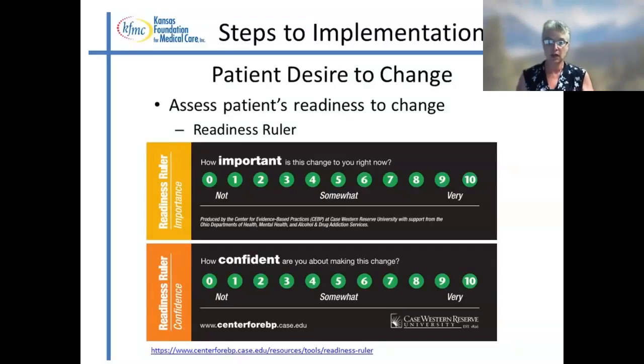Now, a really neat tool I like to use to assess a patient's willingness to make a change is the readiness ruler. This tool can be used with anything from the desire to lose weight, to quitting smoking, to controlling blood pressure or blood glucose. This tool assesses how important it is to make the change for the patient and then their confidence in making that change. This tool is used extensively in motivational interviewing, which is a whole other topic that we don't have time to delve into today.